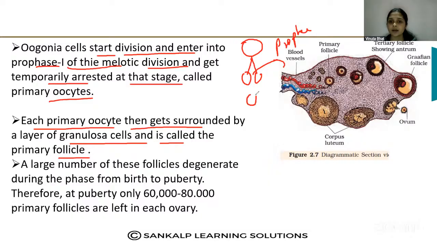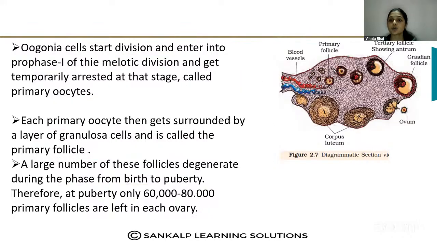So here the oocyte is arrested at the meiotic cell division. The granulosa cells start to form around these cells, called the primary follicles, and a large number of these follicles degenerate during the phase from birth to puberty. So only 60 to 80,000 primary follicles are left in each ovary. Only a few follicles remain in the ovary from birth to puberty. Many follicles degenerate.